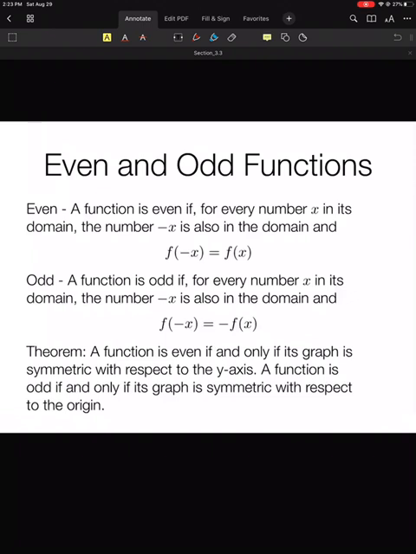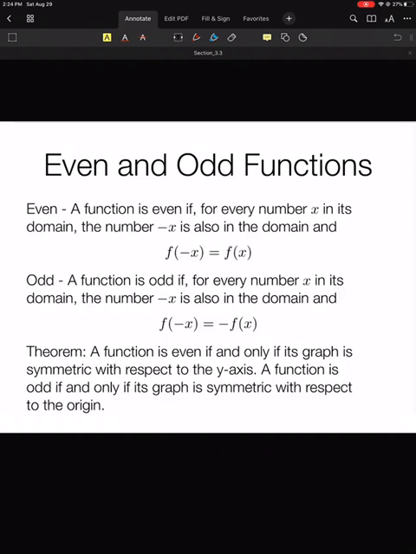Well, a function is an even function if for every number x in its domain, the number negative x is also in the domain, and f of negative x is equal to f of x.